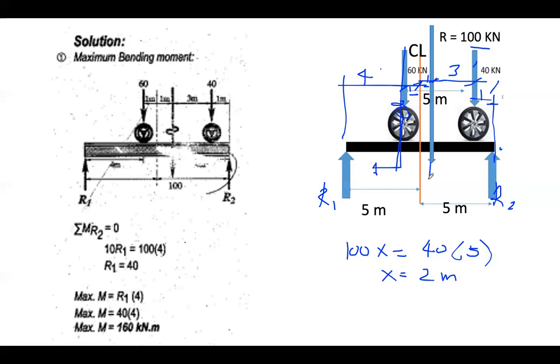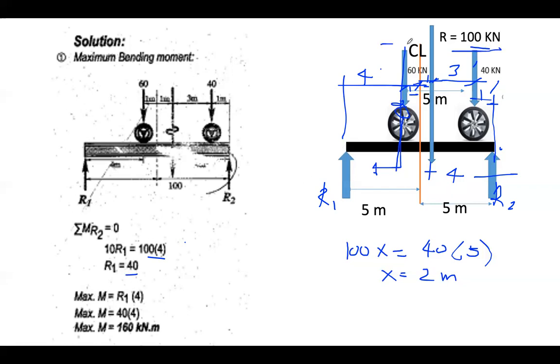Mula dito hanggang dito, ang distance is 4. Okay, R1 times 10, and then 100 times 4. Pwede din ang gamitin yung 60: 60 times 6 plus 40 times 1. Pero madami kayong load na compute. Whereas if you're going to use this resultant, ito lang, you can have 40.